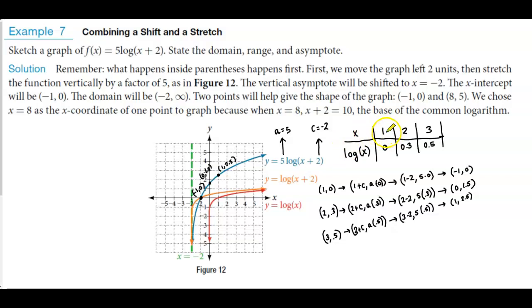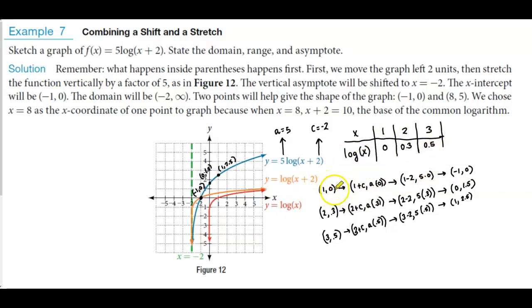If we plotted 1, 2, and 3 into the general parent function, if x is 1, then the log of 1 is 0. If x is 2, the log of 2 is 0.3, and I'm just rounding it to one decimal place. If x is 3, then the log of 3 is 0.5. So I'm just going to follow my rules.